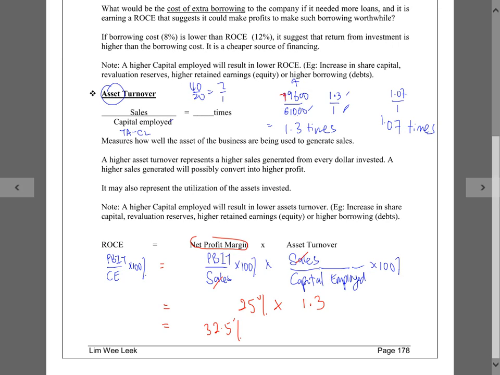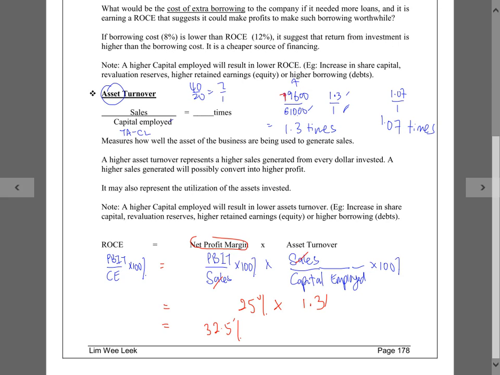Meaning, let's interpret this one. Every dollar invested in my asset, or capital employed, I generate $1.30 sales. Correct. Of the $1.30 sales, 25% is my profit. Therefore, I got my ROCE, the return. $1.30, 25% of the $1.30 is my ROCE. So that's why overall it is 32.5. ROCE is 32.5. Okay.